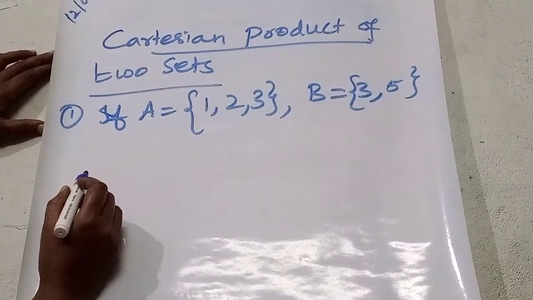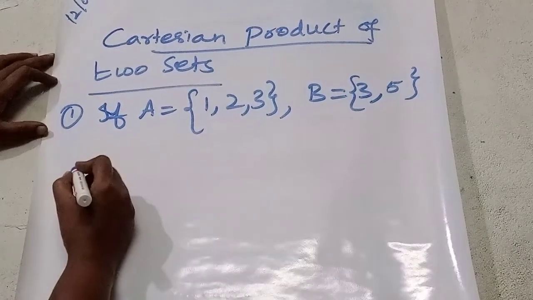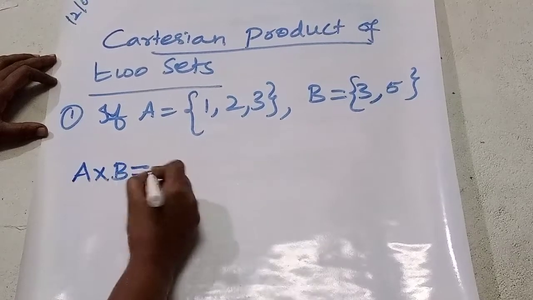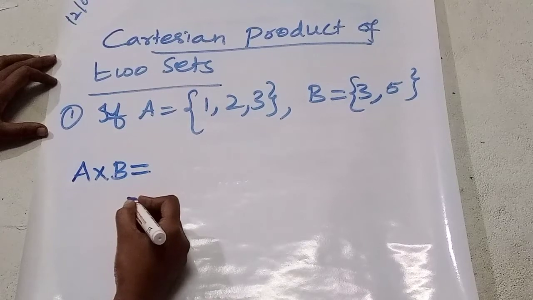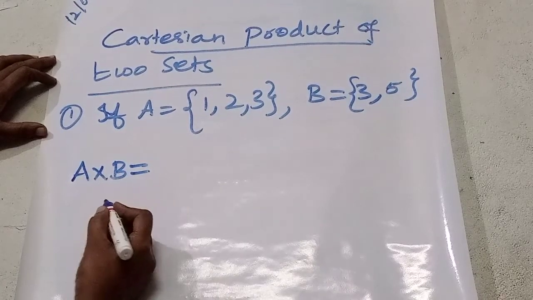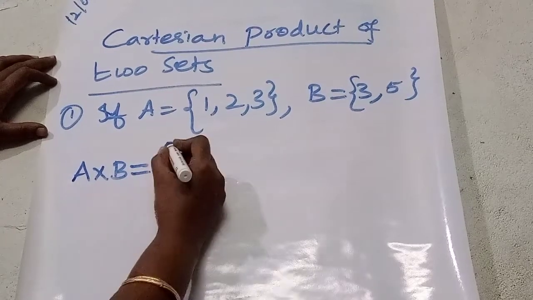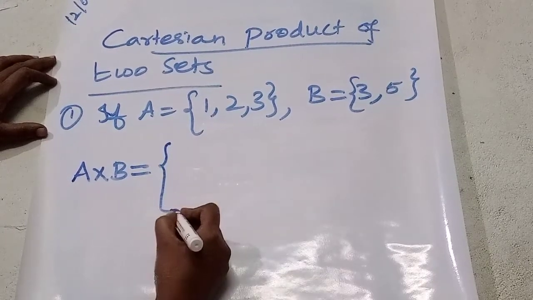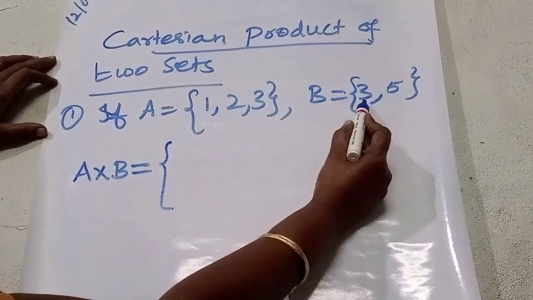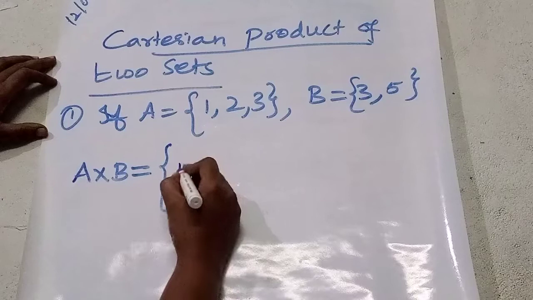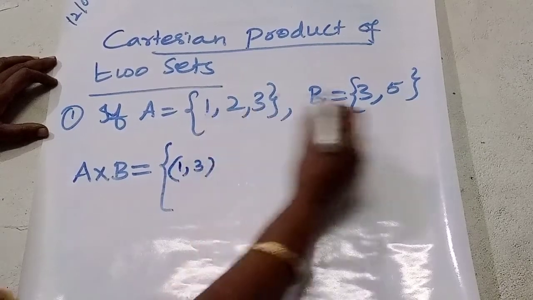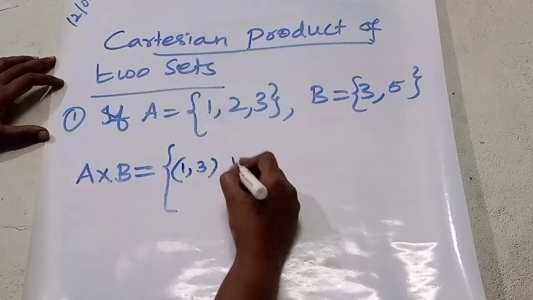Let us find the Cartesian product of A and B, that is A cross B. How to find A cross B? Listen carefully. It is related to our 10th syllabus. A cross B is equal to, first of all we have to give the set bracket. Then this first element and this first element, that is (1, 3). And this first element and this second element, (1, 5).